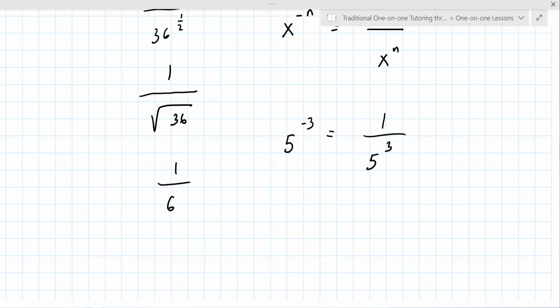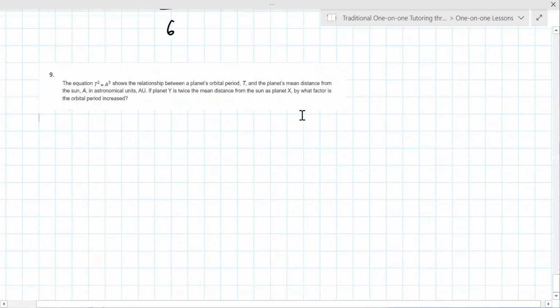Believe it or not, this is a physics problem. It's Kepler's laws of motion. Kepler studied the motion of the planets, among other things. So the equation that you care about is T squared equals a cubed. And it says if planet Y is twice the mean distance from the sun. So we've got to figure out which one is which.